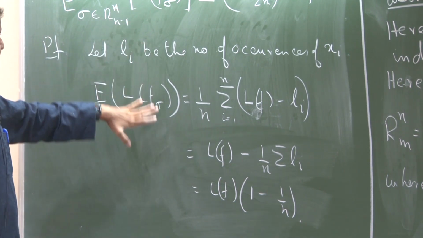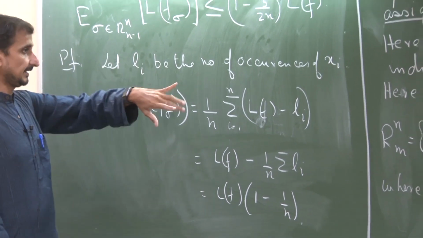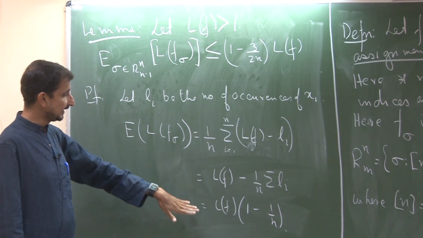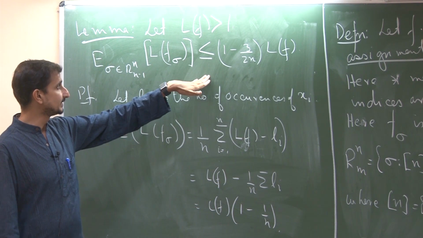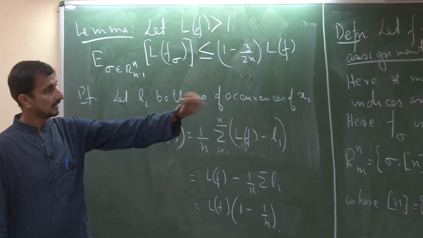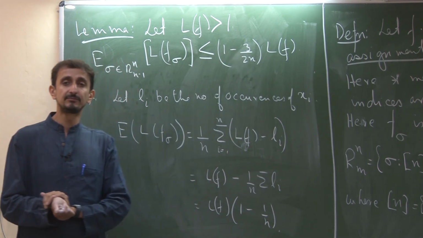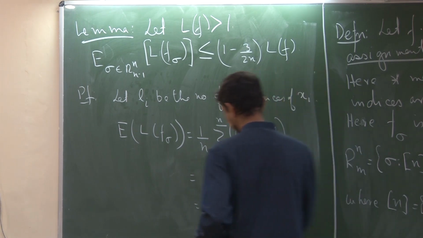So, essentially what I am trying to say is that if I do not consider this De Morgan basis, if I take any random restriction, then what I have is L of F times 1 minus 1 over n. Now, what I have to show is that if the basis is the De Morgan basis, then instead of 1, I get a 1.5 factor over here. Okay. So, that is what I want to show.